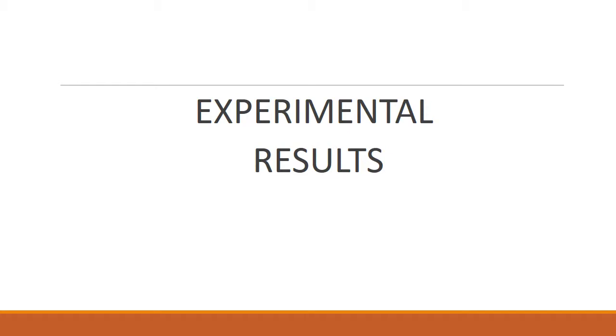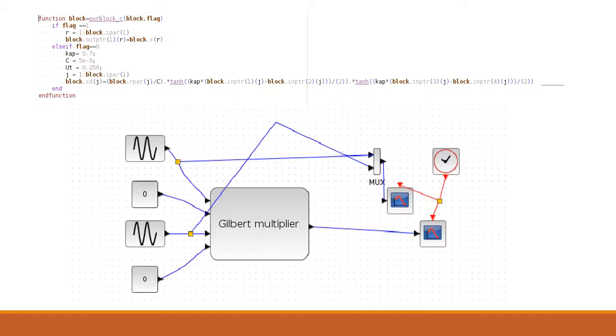Now we go to the experimental results. Here we can see the computational function for our block. As discussed earlier, the equation for the Gilbert multiplier is I bias by C into tanh of kappa times (V1 minus V2) by 2, into tanh of kappa times (V3 minus V4) by 2. The values of the constants are as follows. Kappa we've taken as 0.7, the value of C is 5 nanofarad, and the I bias value we've taken as 1 nanoampere.